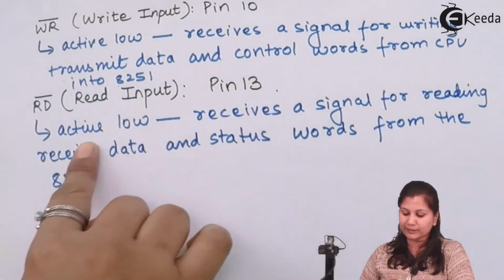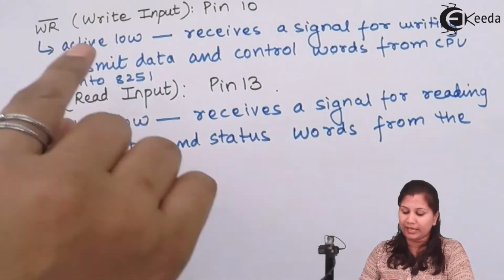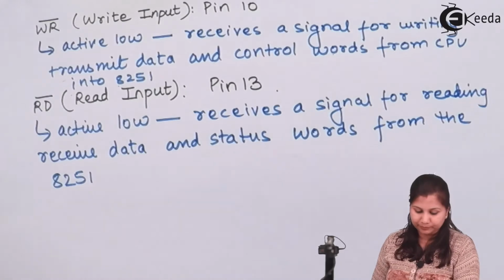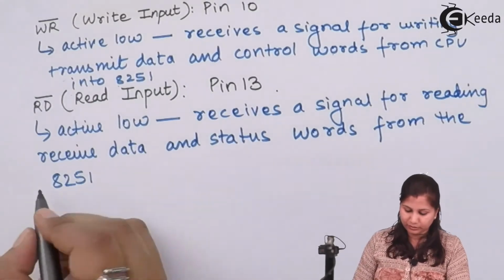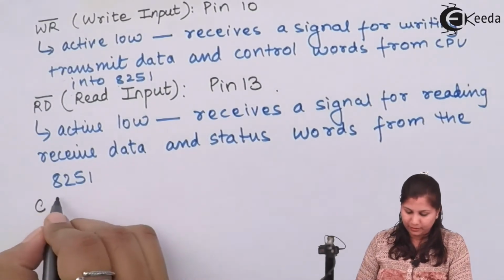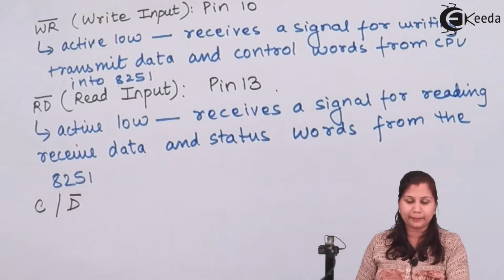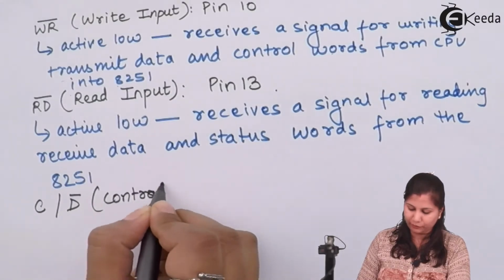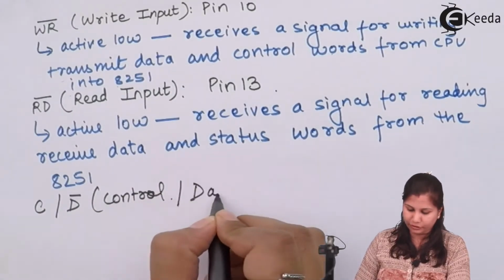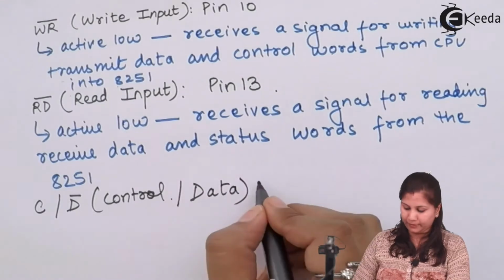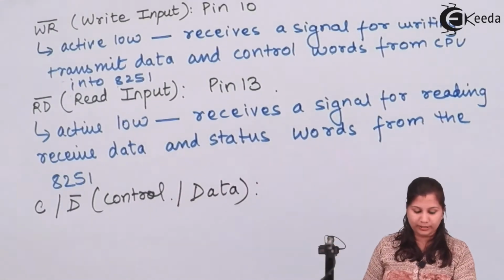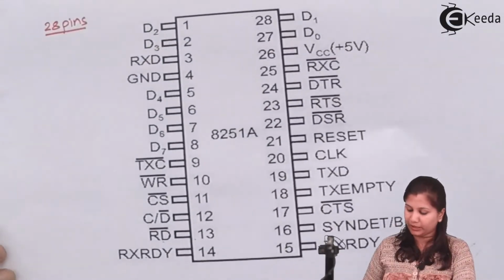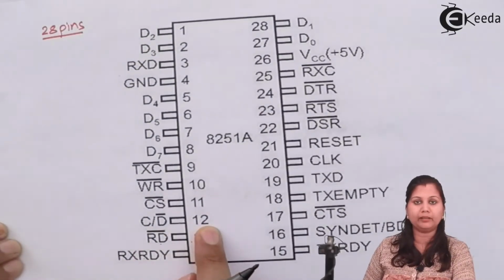So read operation is performed when this signal is active, and write operation is performed when this signal is activated. Next we have the C or D bar input, which is known as control. C is for control and D is for the data. This is also an input terminal, and in the pin diagram you can see this is available at pin number 12.